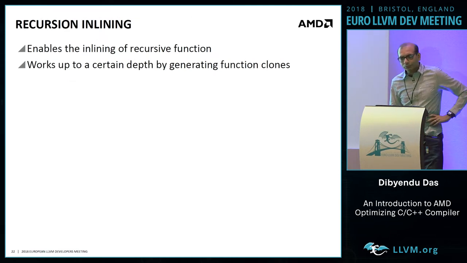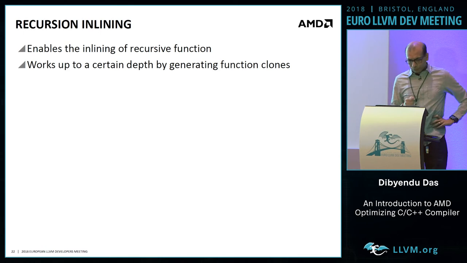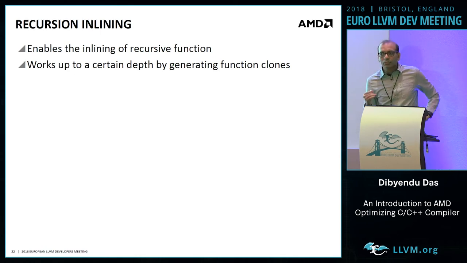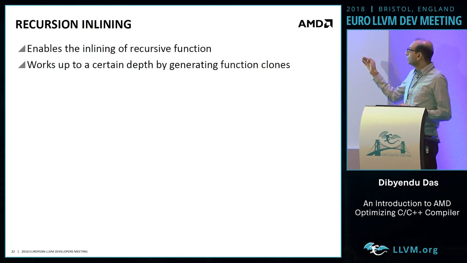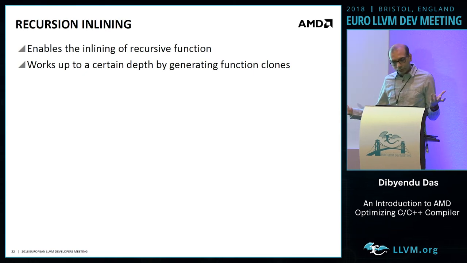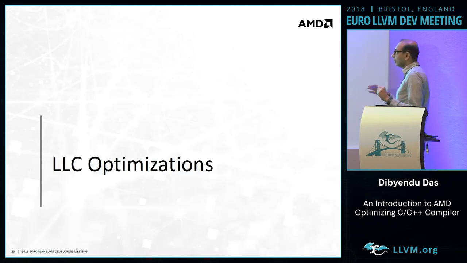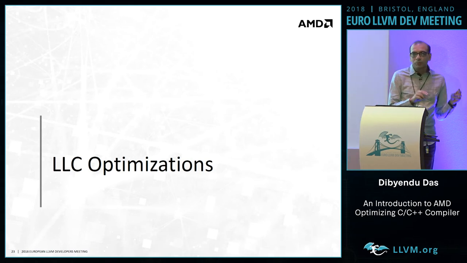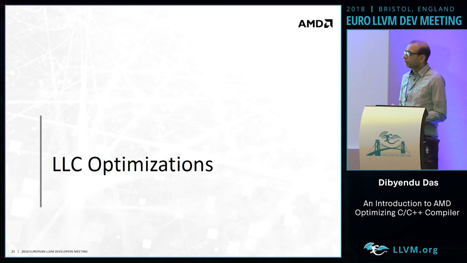Recursion inlining, this is one of the things which I put in a few months back. So we have included the case where we can do inlining of recursive functions to a certain level. This is heuristic driven and sometimes driven just by a user-defined bound value that we can work up to. So it will generate function clones and then generate inlines for those function clones up to that depth. That's more or less some of the major high level optimizations, the opt work that we have done in the past, roughly in a period of about 2 years or so.